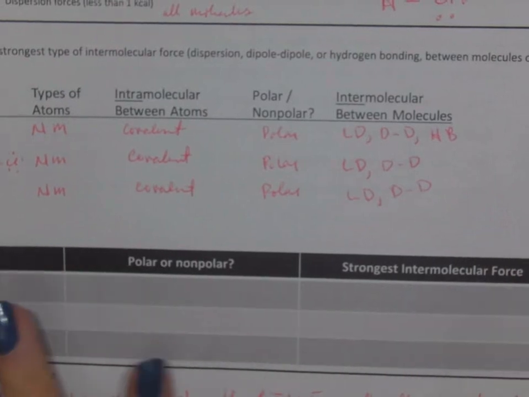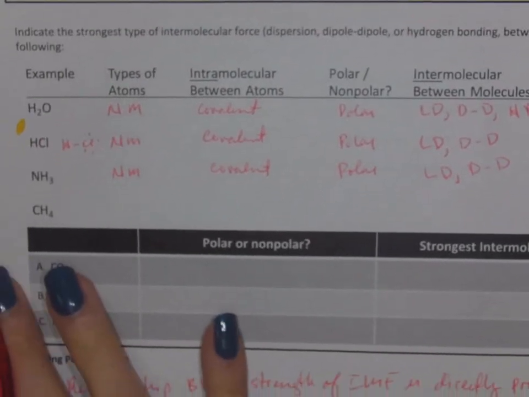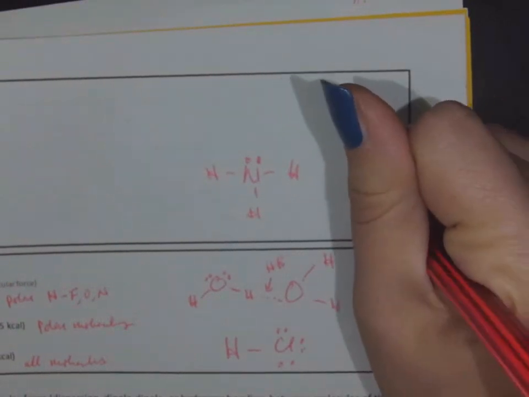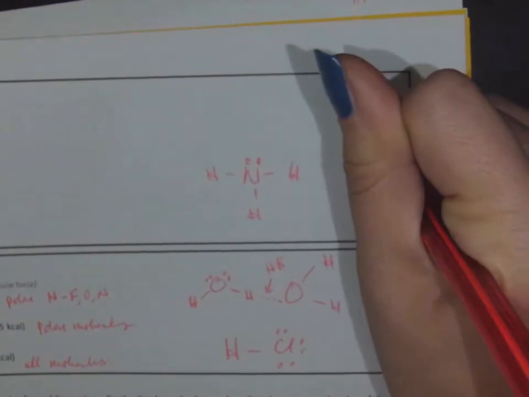Okay. And then our last one here, CH4. So that Lewis dot structure looks like this.